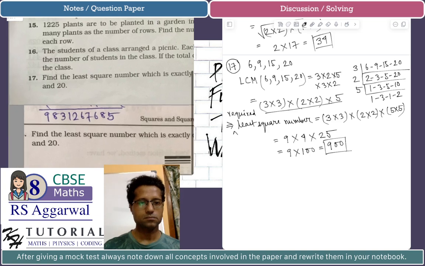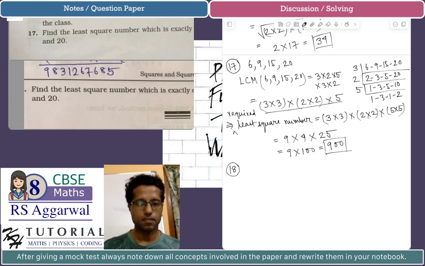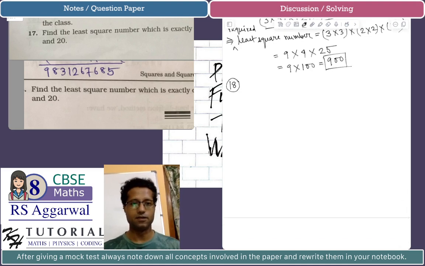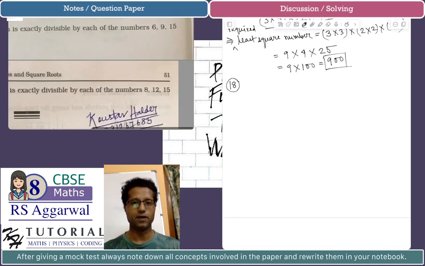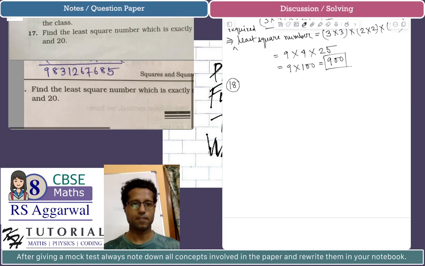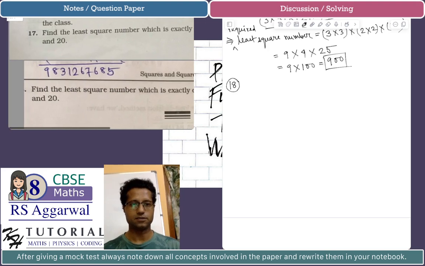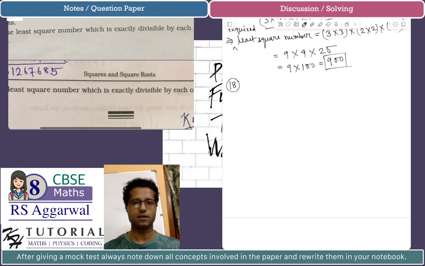Okay, let's do problem number 18, which is the last problem. Hope you can see the problem number. The problem number 18 says: find the least square number which is exactly divisible by each of the numbers 8, 12, 15 and 20. Oh, it is the same problem just like 17, but the given numbers are a little different. Find the least square number which is exactly divisible by.